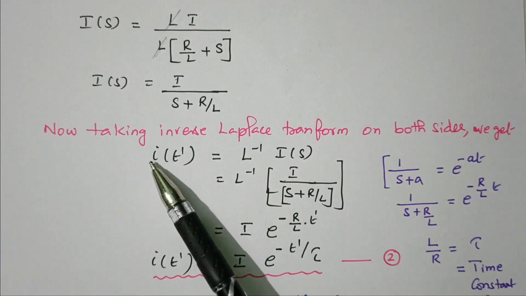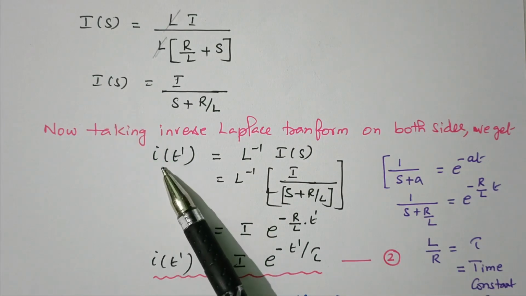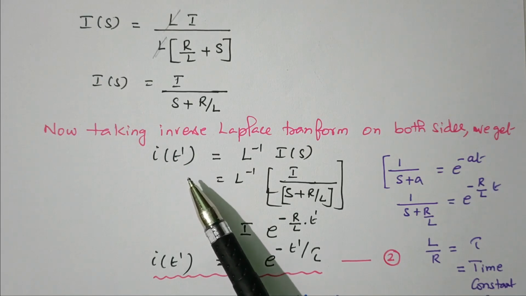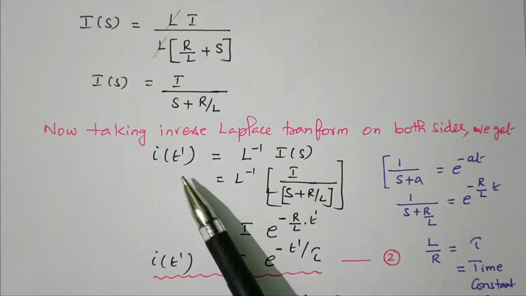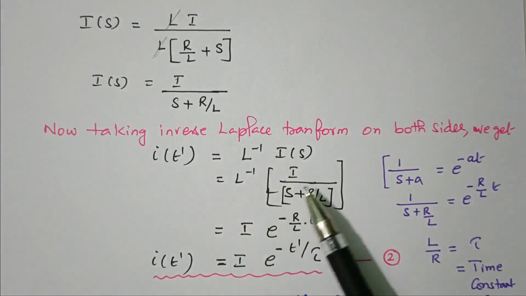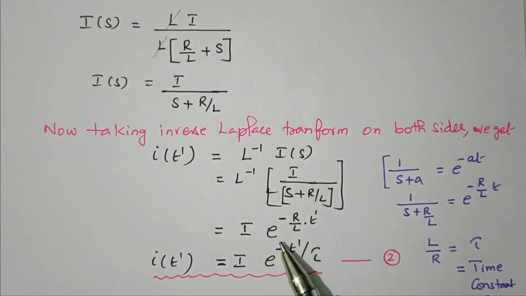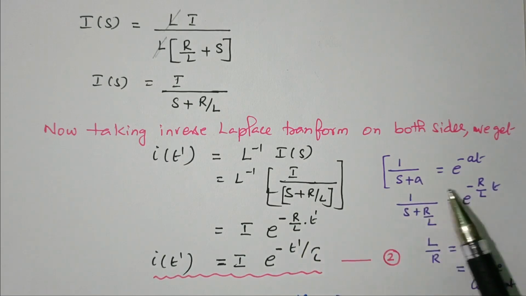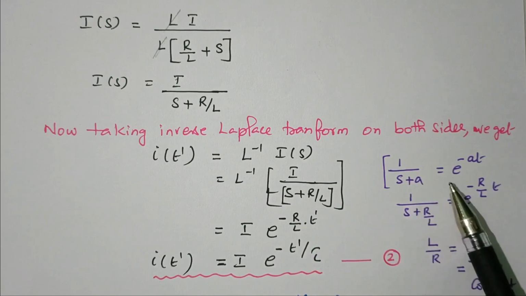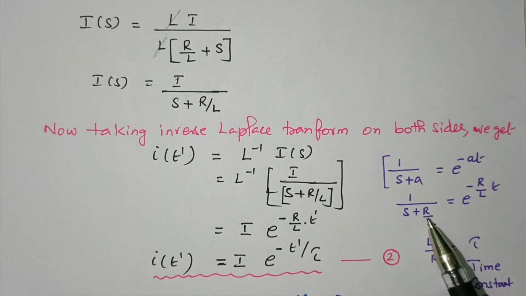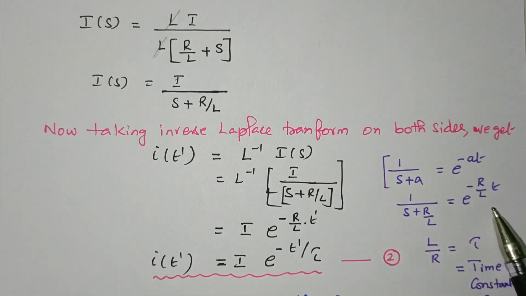So by taking the inverse on both sides, I of s becomes I of t dash. We already know that after the instant moving from position 1 to position 2, the time is taken as t dash. That is equal to Laplace inverse of I of s, which is Laplace inverse of I divided by s plus R by L. It is nothing but e power minus R by L t dash, based on the formula 1 divided by s plus A equals e power minus A t. Here A is nothing but R by L, so e power minus R by L t.